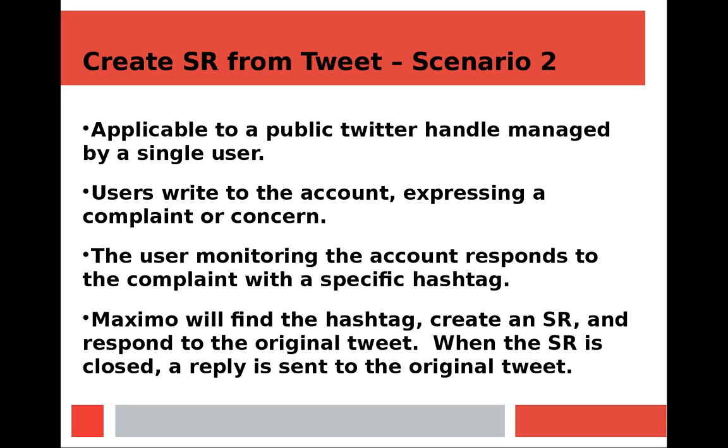A more complicated but perhaps more typical scenario is a public-facing Twitter account managed by a single user. Twitter users write to the account complaining about a problem or raising a concern. The Twitter user who manages the account will determine if it's a legitimate problem or not, and then reply to the user who raised a concern, including the special hashtag. The hashtag is controllable as a cron parameter. Maximo will pick up on that hashtag and create an SR from that conversation.